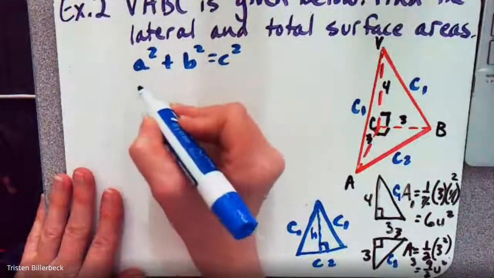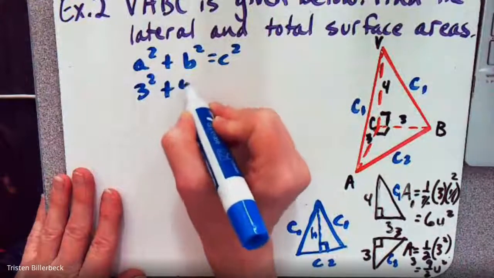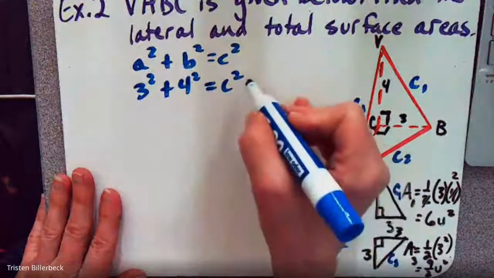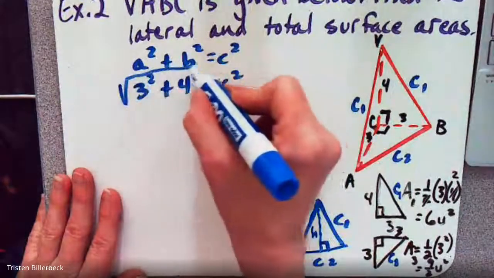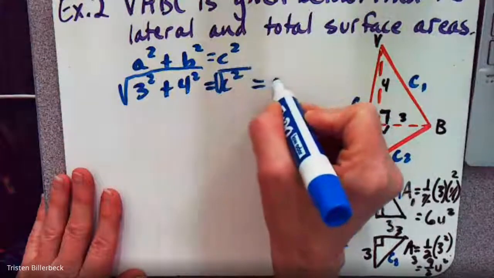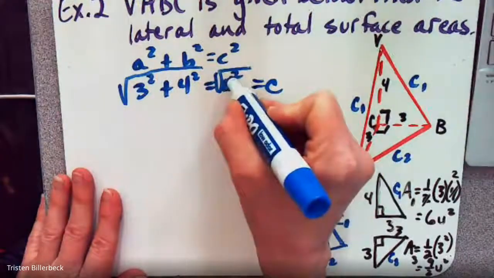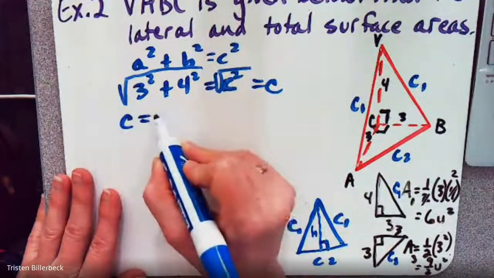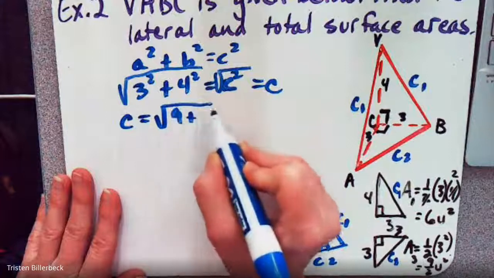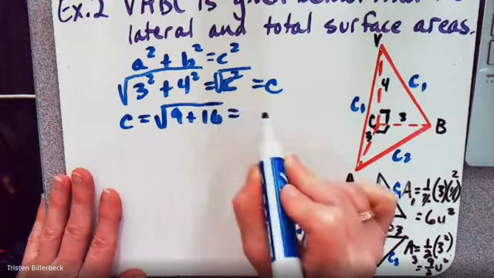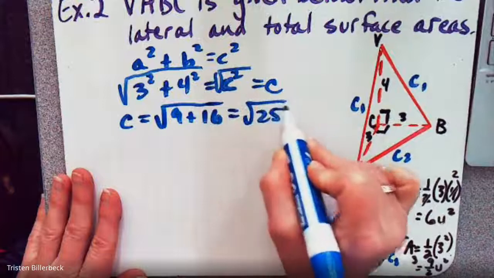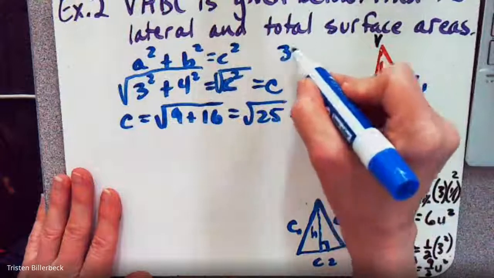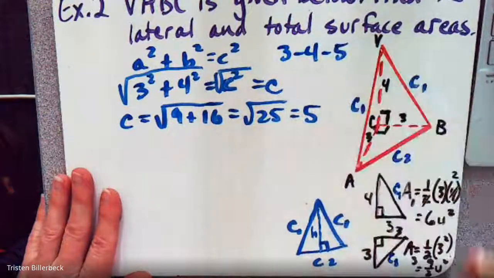Okay, we have 3 squared plus 4 squared equals c squared. So if we take the square root of everything, we will find C, and that's what we want to find. So now let's move this around. C is then going to be the square root of 9 plus 16, which is the square root of 25, which is just 5. And again, that's a Pythagorean triple, a 3, 4, 5 triangle.